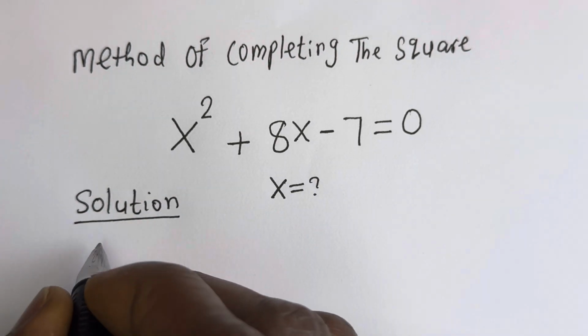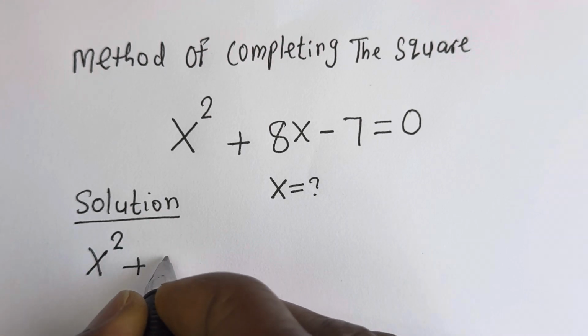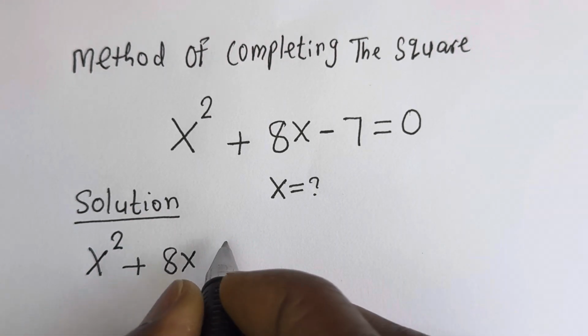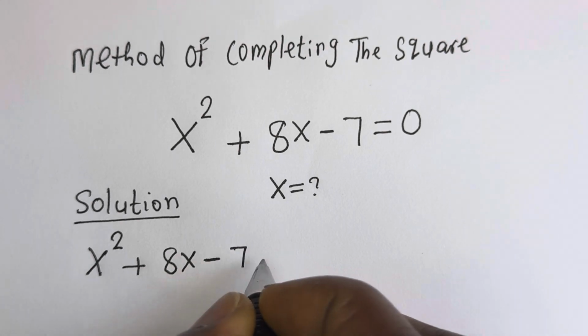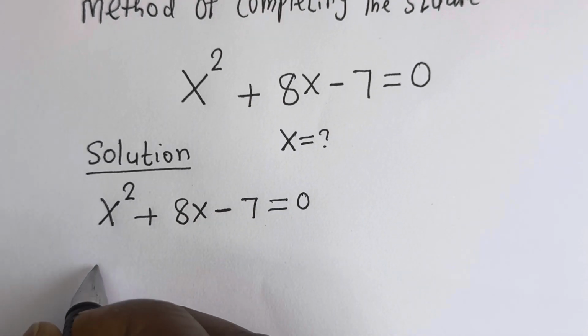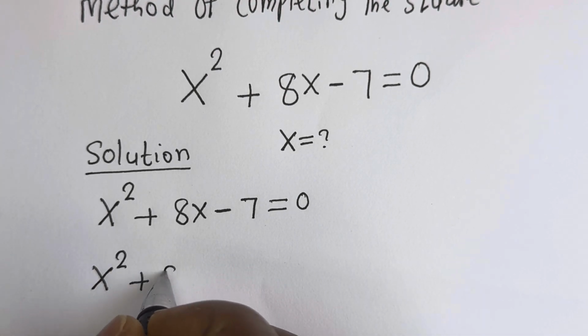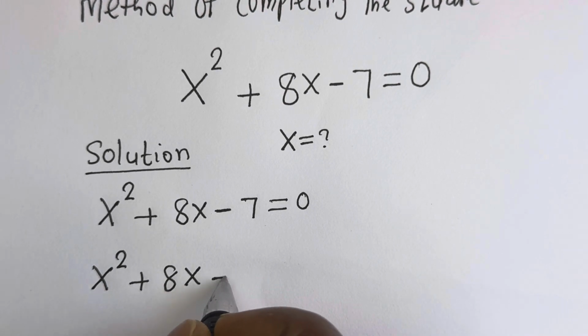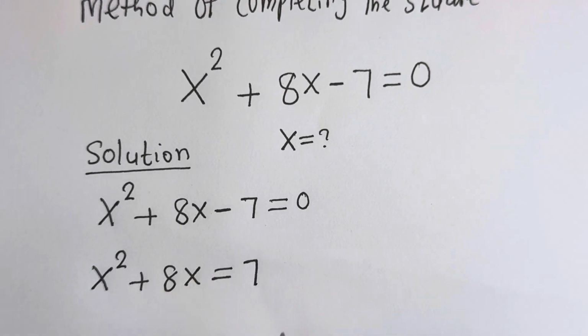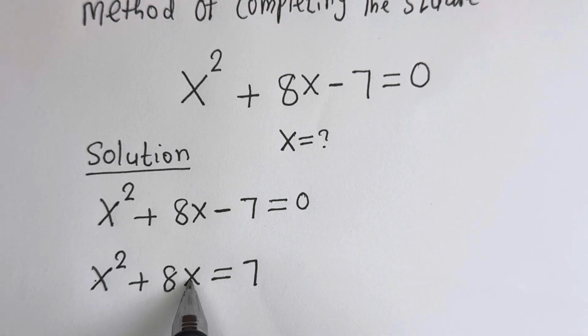We have the given equation s squared plus 8x minus 7 is equal to 0. This can be written as s squared plus 8x is equal to 7. Now, the coefficient of s squared here is 1, the coefficient of x here is 8, and the constant is 7.